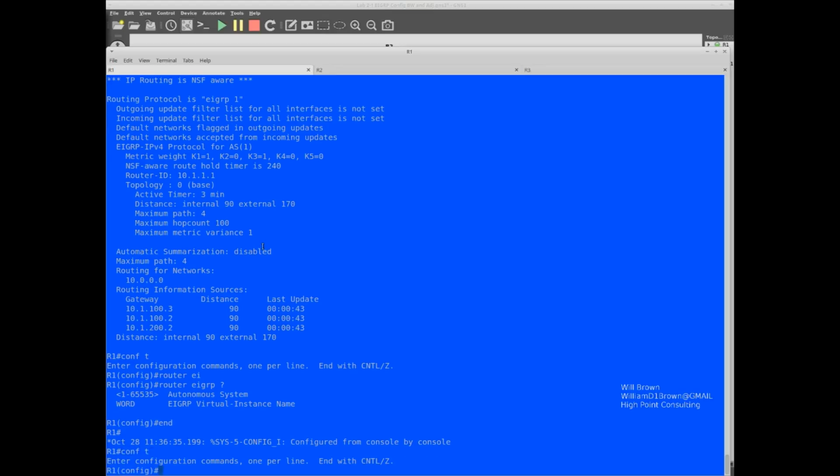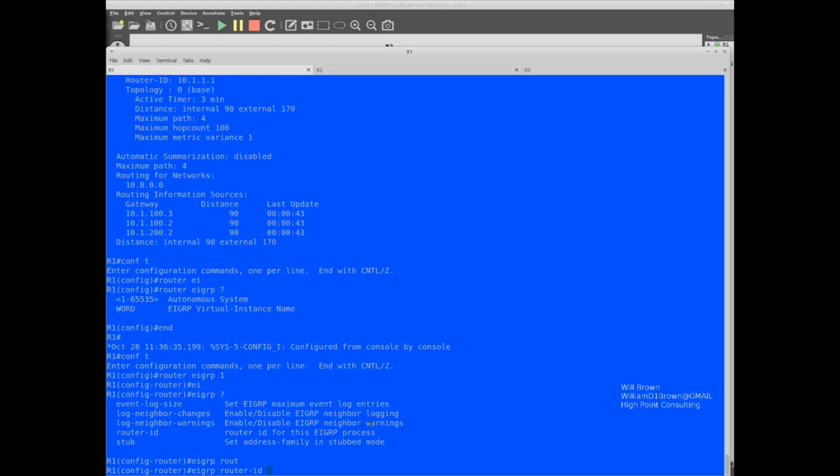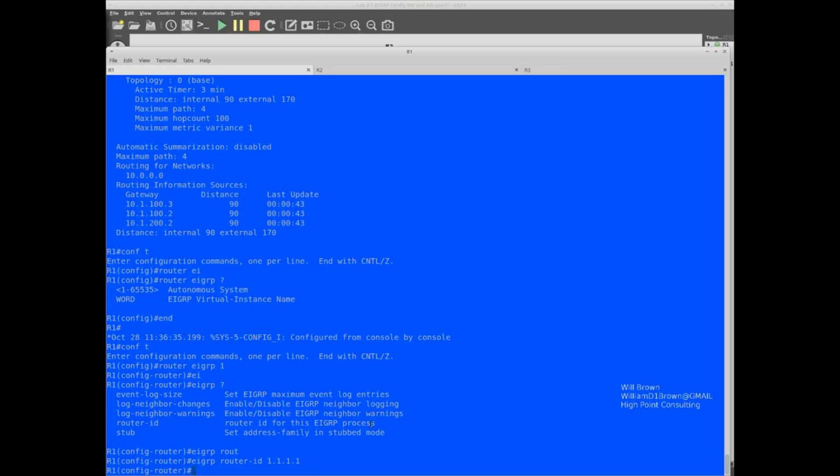So we're going to go back into router EIGRP 1. And I'm going to say EIGRP, and there we go, router-id. I like to explicitly assign the router ID so that I can tell which router I'm getting information from. And so by saying router-id 1.1.1.1, keep in mind this is going to bring down the adjacencies and bring them back up. So this is not a simple configuration change. It's a change that is going to cause an outage.